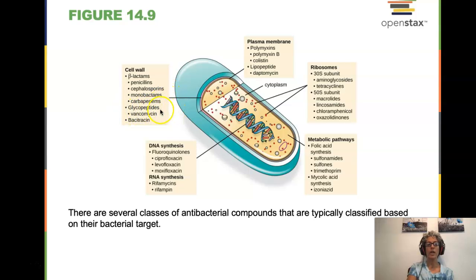And there are some glycopeptides that attack the cell wall, like vancomycin. And then we have a topical antibiotic called bacitracin that targets the cell wall. That doesn't mean there are no side effects of taking antibiotics that affect the cell wall. All of these could disrupt the normal flora, but they're not going to be harming the host cells.